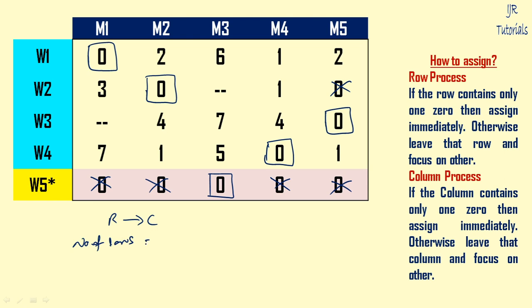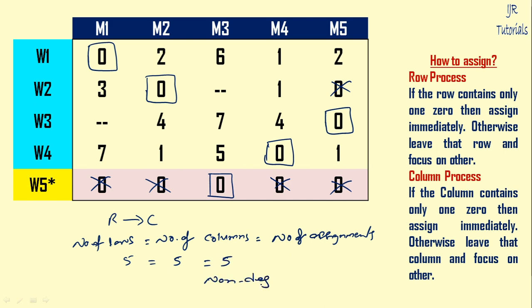The number of rows should be equal to the number of columns, equal to the number of assignments. The number of rows is 5, the number of columns is 5, and the number of assignments is again 5. So it is referred to as a non-degeneracy problem. Non-degeneracy means we have reached the optimal solution.